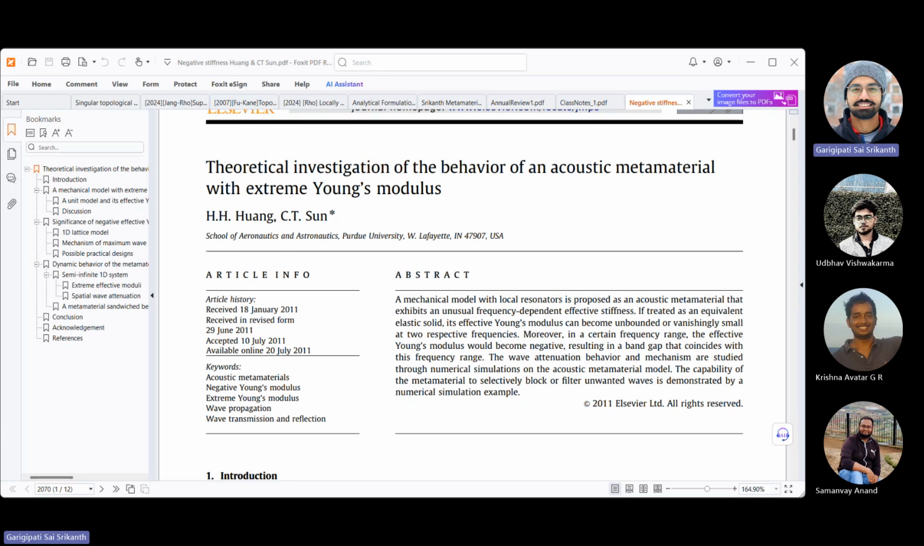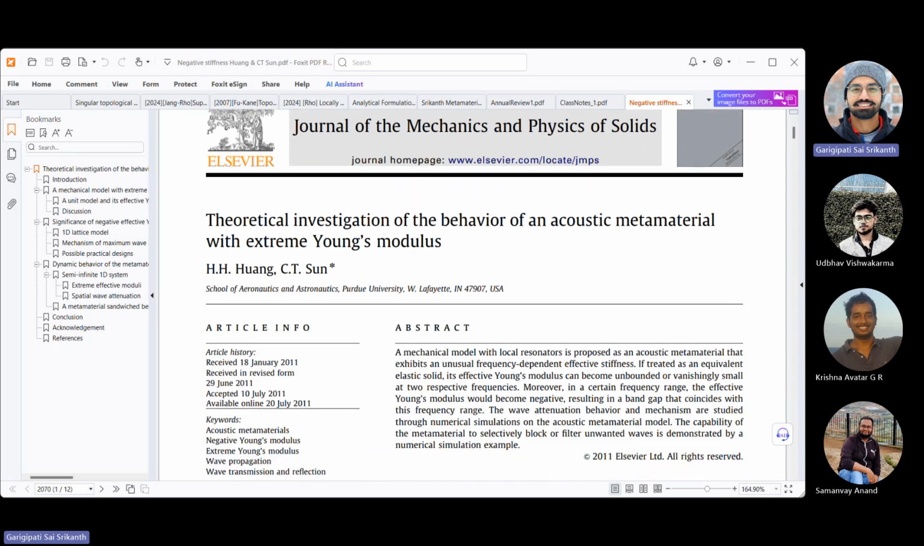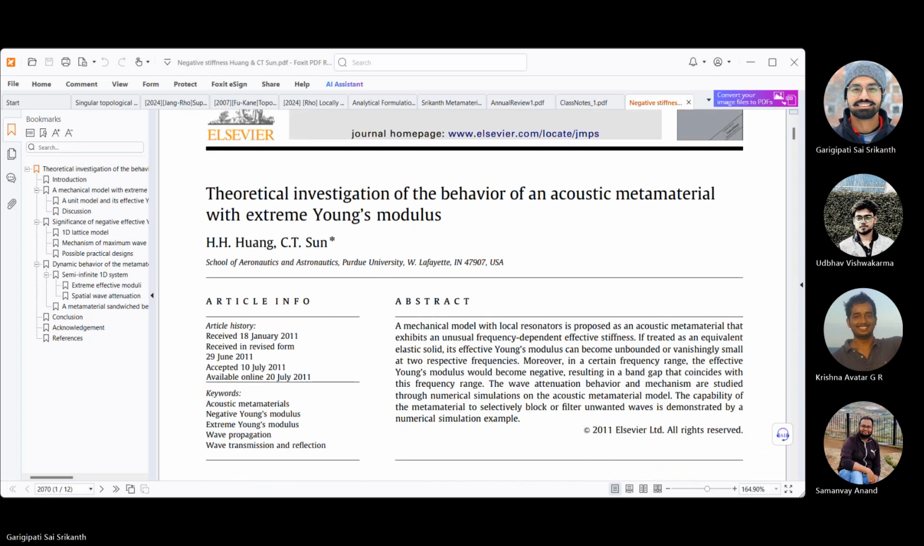Yeah, hi. So here's the paper. The paper is titled Theoretical Investigation of Behavior of an Acoustic Metamaterial with Extreme Young's Modulus. Young's Modulus as in stiffness.